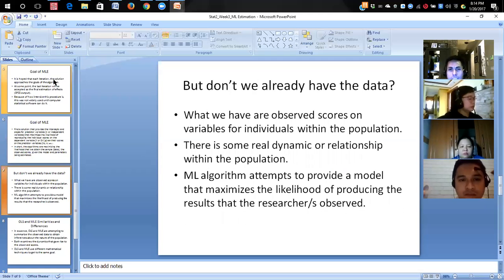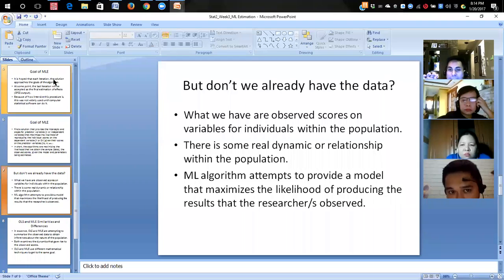Don't we already have the data? What we have are the observed scores on variables for individuals within the population. What we're trying to model is that there is some real dynamic or relationship that exists within the population. That's what we're trying to model, this relationship, this dynamic. It's a real dynamic or relationship of the observed scores within our sample.